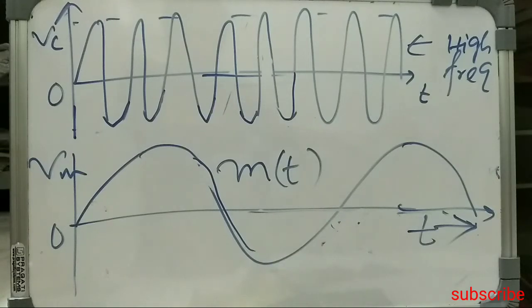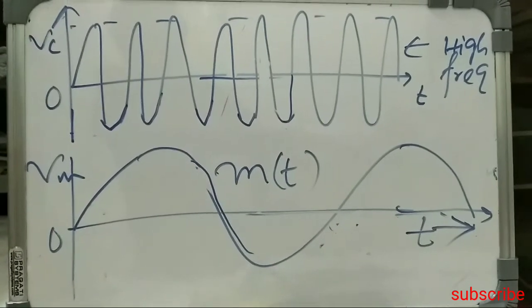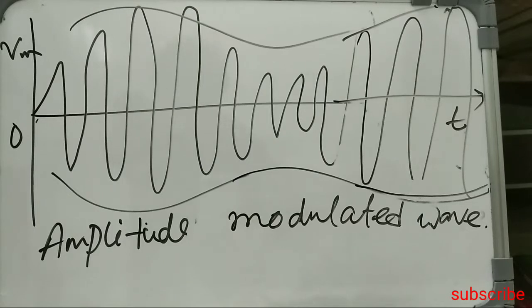Here we see the carrier signal is a sinusoidal signal with amplitude Vc, and the message signal is also shown. Both combined, we can get the amplitude modulated wave. Here we see the amplitude modulated wave, which is constructed by modulating the carrier wave according to the message signal. I mean the shape of the carrier wave changes according to the message signal.